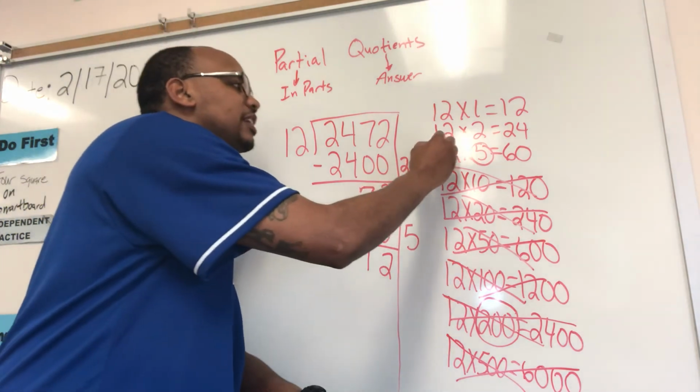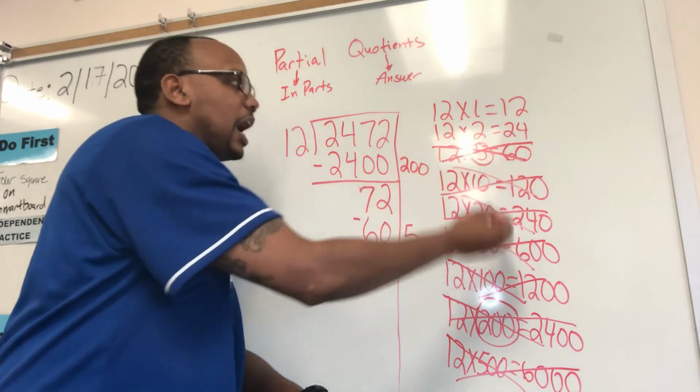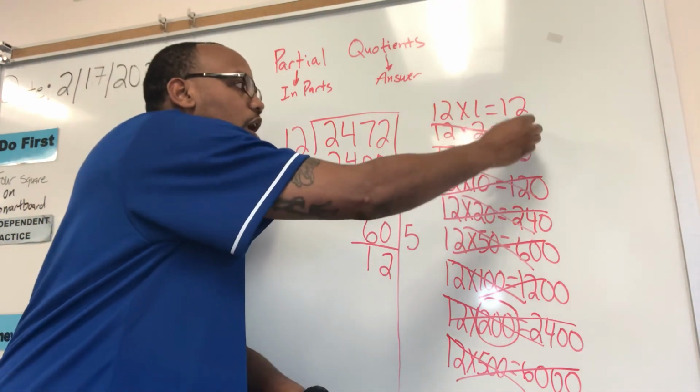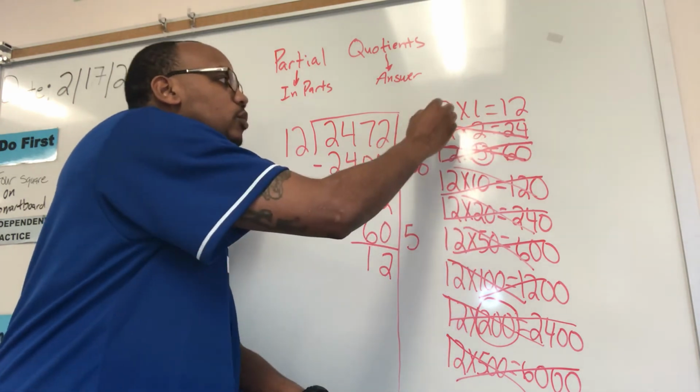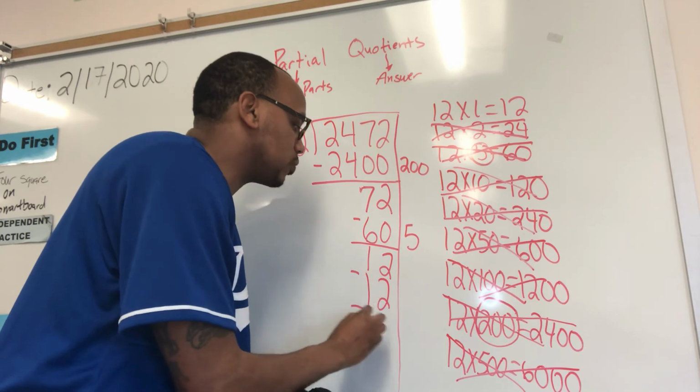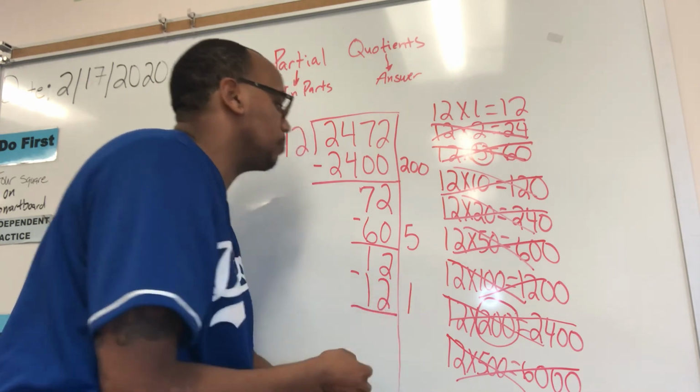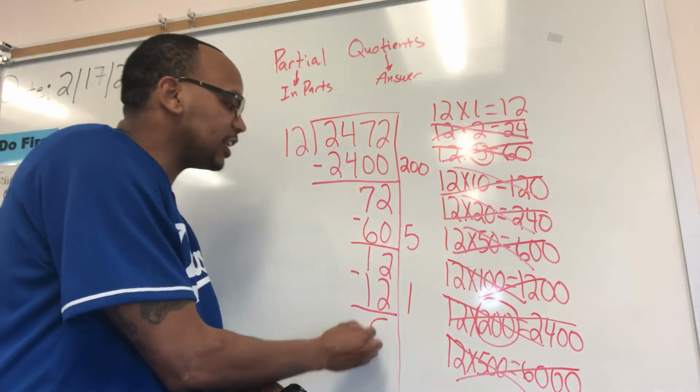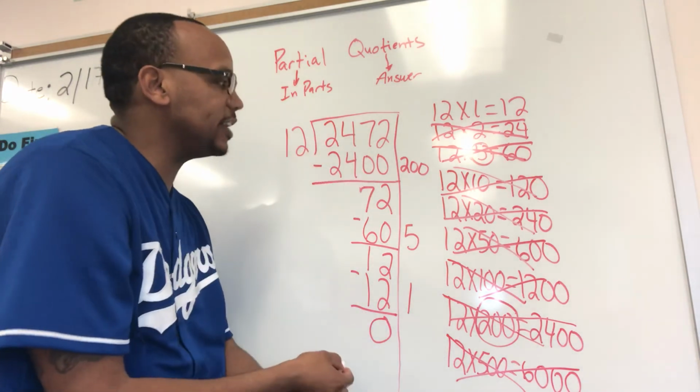I can't use 60 anymore. I can't even use 24. But what I can use is 12 times 1, which is 12. So I subtract that last group of 12, and that's one group. When I'm done subtracting, I have none remaining in my dividend.